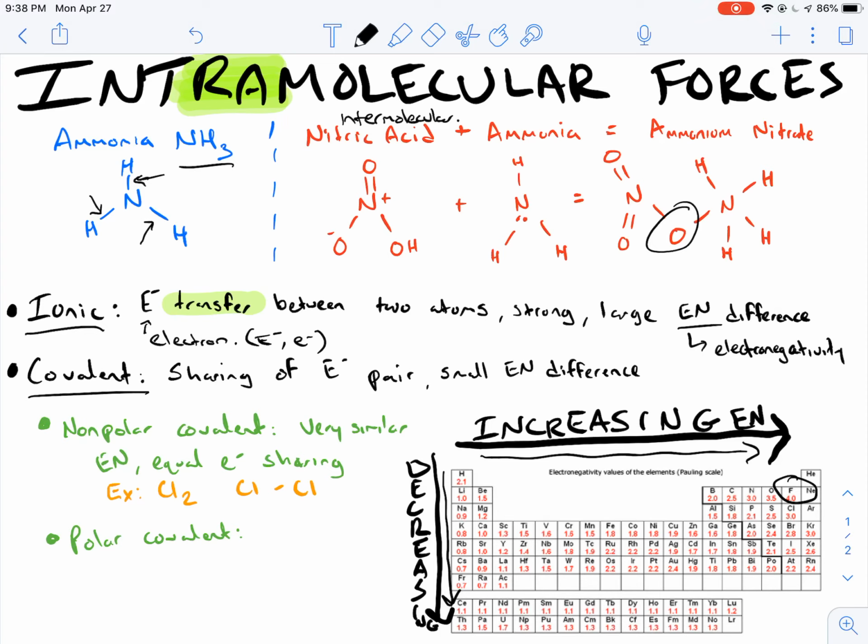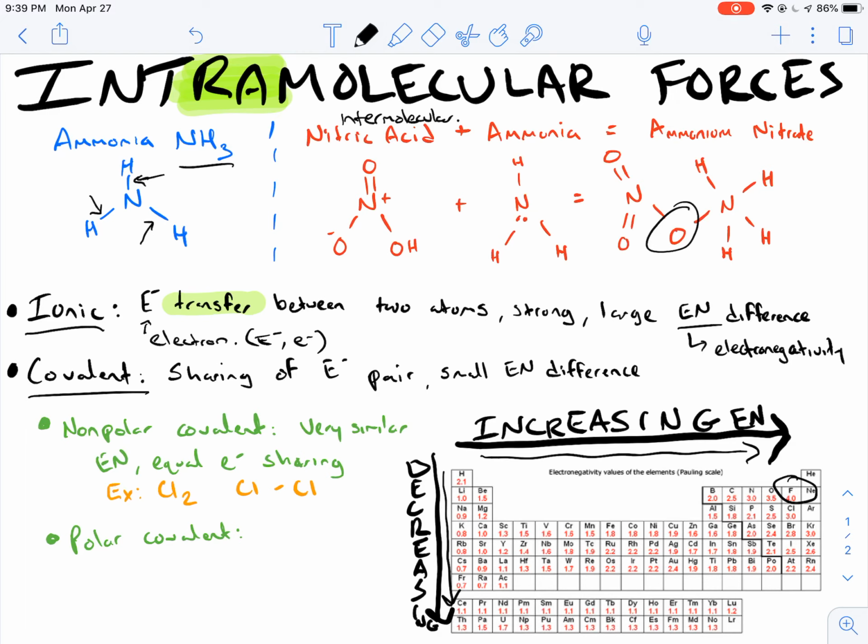For the covalent bonds, you have the sharing of electron pairs. There's a small electronegativity difference, and even within covalent bonds, the bond strength, melting point and boiling point are lower than you would see in ionic bonds. Within the covalent bonds, there are 4 different types that we'll talk about right here. We'll start with the nonpolar covalent. There's a very similar electronegativity, and it would be equal electron sharing.